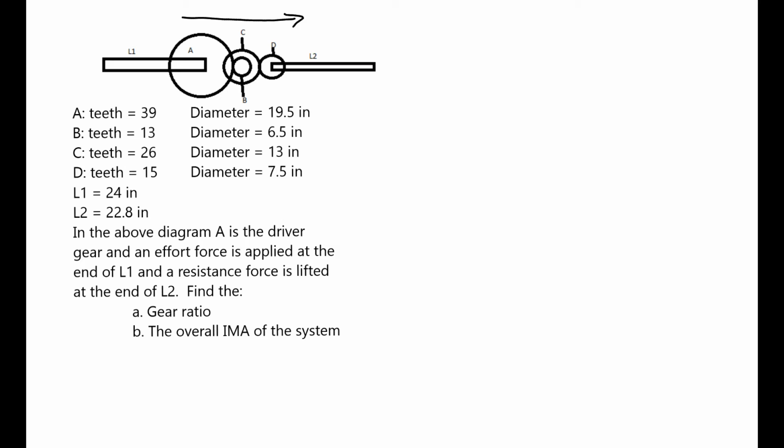For this, we're going to find the gear ratio of what two things to get the total gear ratio of the system? AB and CD. So the gear ratio of AB is going to be teeth out over teeth in. What is the teeth out? Yep, 13. And teeth in? 39. So what's that end up equaling? 1/3 or 0.33, we'll say, for the gear ratio of AB.